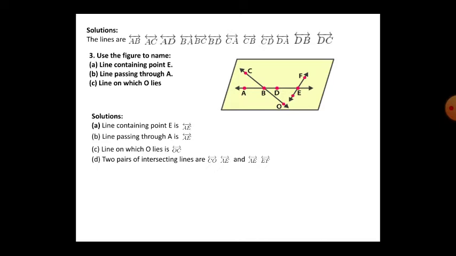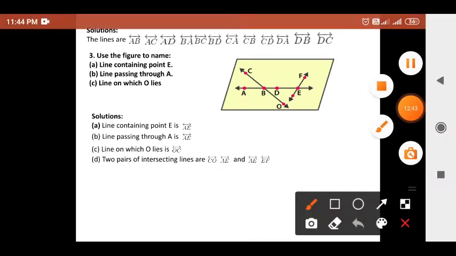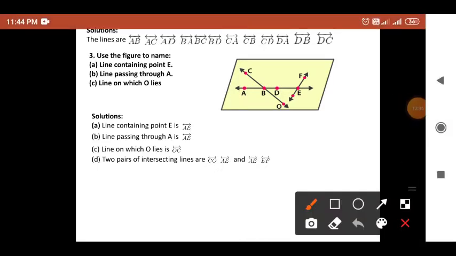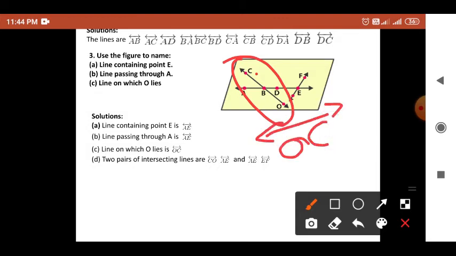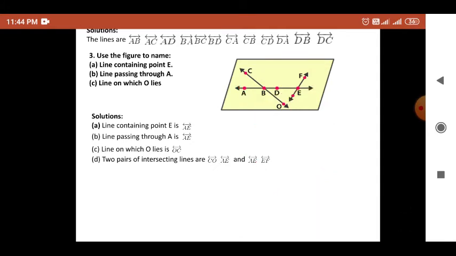And on which line does O lie? See, in these lines, which line does O lie on? Obviously the OC line. In the OC line, O is there. So you have to write which line it is. Line O contains OC line only. So you have to write the answer as OC line. The line arrow mark is the most important, children. The line on which O lies.